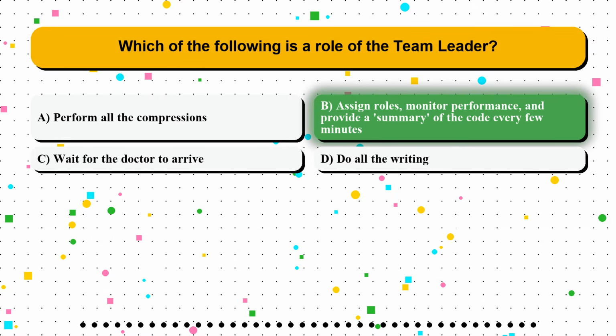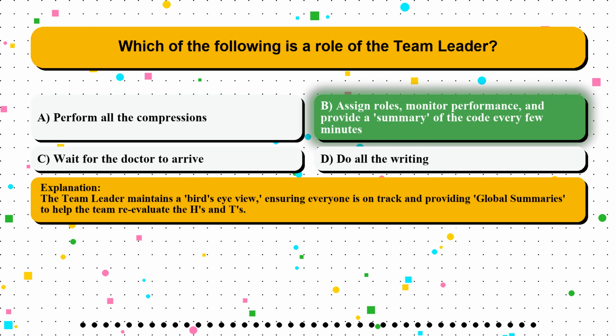The correct answer is option B. Assign roles, monitor performance, and provide a summary of the code every few minutes. The team leader maintains a bird's-eye view, ensuring everyone is on track and providing global summaries to help the team reevaluate the H's and T's.